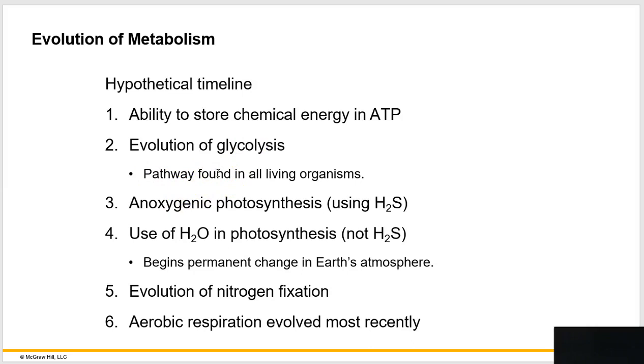And then photosynthesis was part of the metabolism, but this is without oxygen because it used sulfur. And then using water in photosynthesis instead of hydrogen sulfide. And this began the permanent change in Earth's atmosphere. And then nitrogen fixation came along, and then aerobic respiration evolved probably most recently.